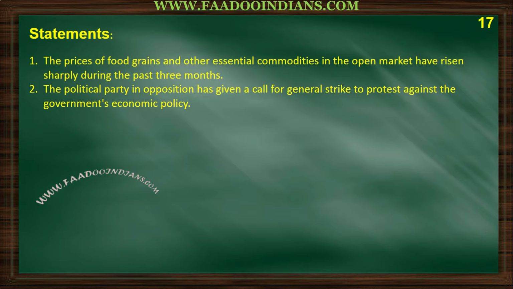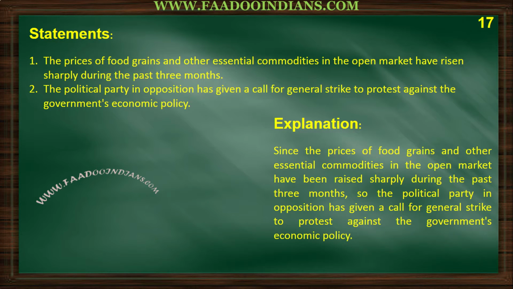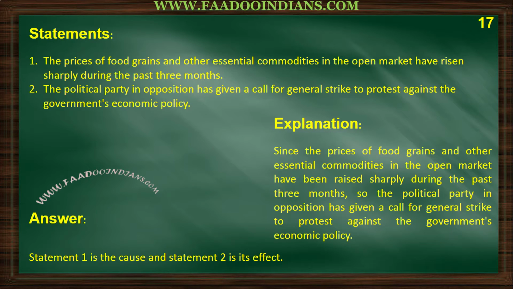Why? Because of the increase in prices and the current government is not doing anything. Therefore, it is a good opportunity for the opposition party to call for a strike. Since the prices of food, grains, and other essential commodities in the open market have been raised sharply during the past 3 months, the political party in opposition has given a call for a general strike to protest against the government's economic policy. Therefore, Statement 1 is the cause and Statement 2 is its effect.